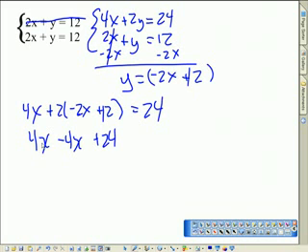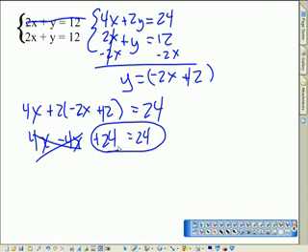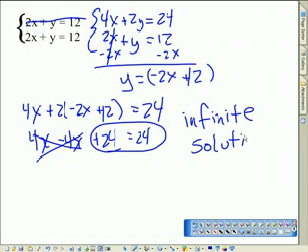Minus 4x plus 24. What happens to 4x and negative 4x? They cancel to 0, right? And what am I left with? 24 equals 24. It's always true, right? That means it intersects everywhere and you have an infinite number of solutions. So if you don't recognize that it's the same line to start, if you end up with two numbers that are equal to one another, a true statement at the end, you have an infinite number of solutions, because it's the same line graphed on top of itself.